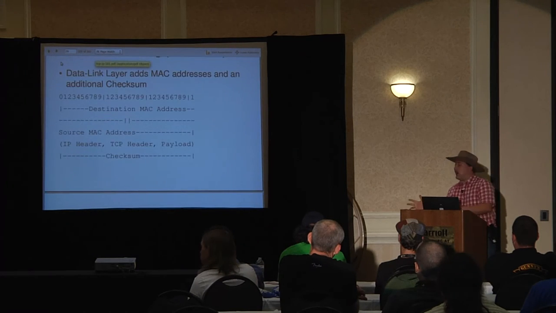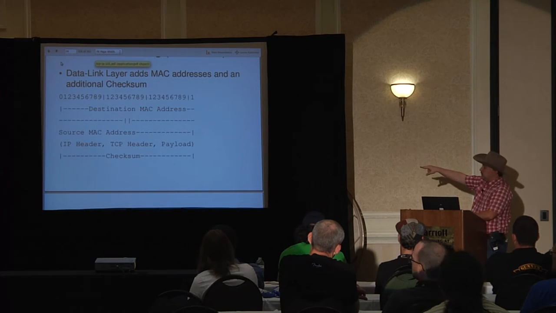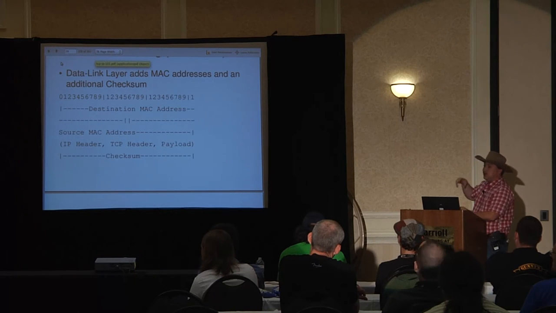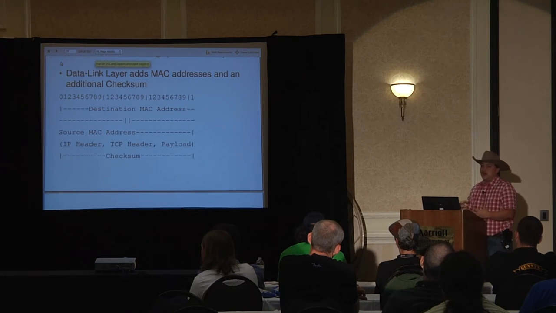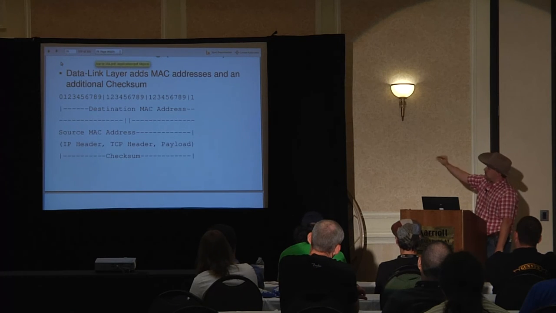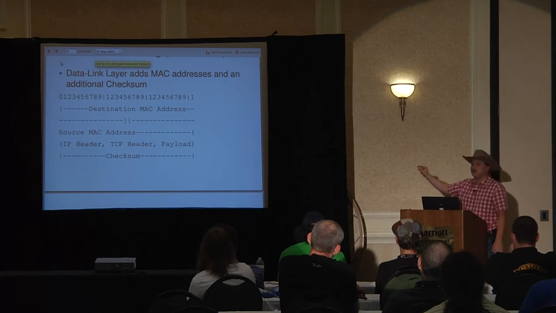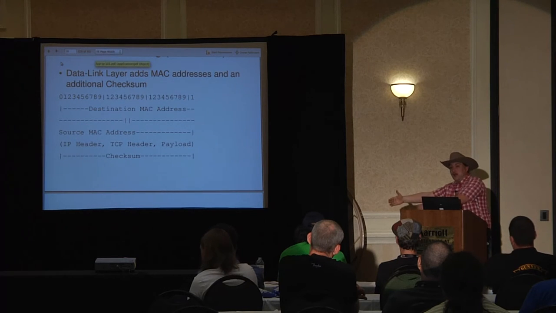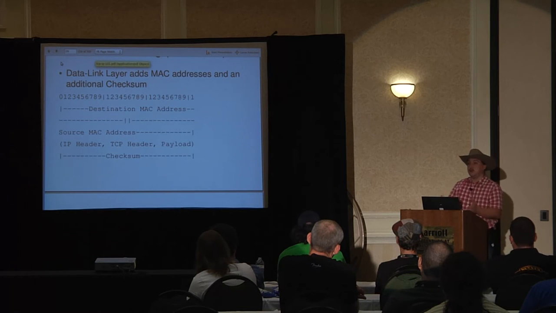So it recrafts this MAC layer, and it says, okay, I'm going to use my source MAC address. Again, we're talking about the router's source MAC address, and the destination MAC address will be the destination MAC of the next router in the hop. And that's how we go from one machine to another machine.